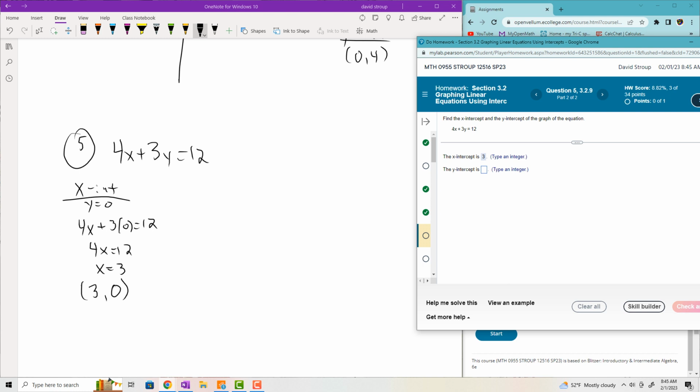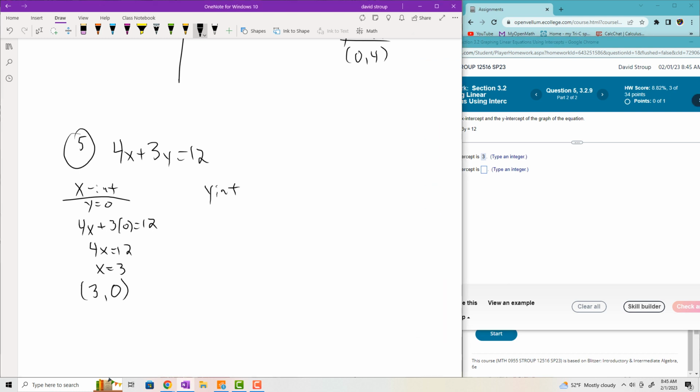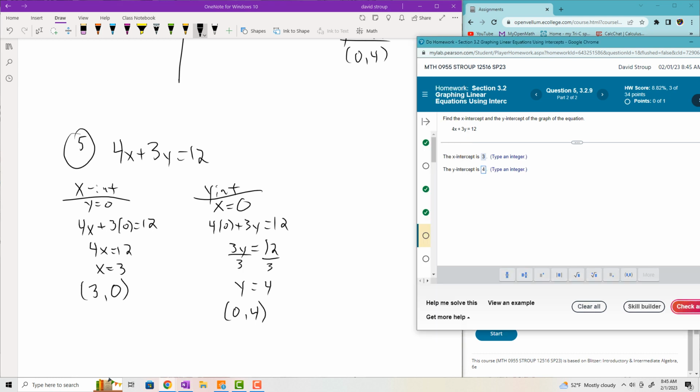Then the y-intercept, for the y-intercept, you let x equal 0. Okay, so plugging in 0 wherever you see x, and then you solve for y. 4 times 0 is 0. So you just get this, and then divide both sides by 3, and you get y is 4. So the location is 0, 4, but again, you need to plug in 4 for your answer.